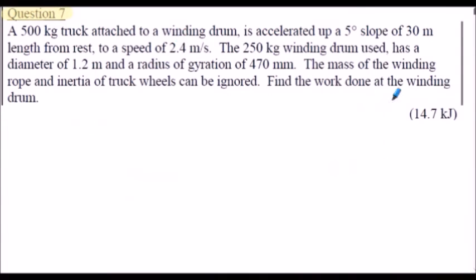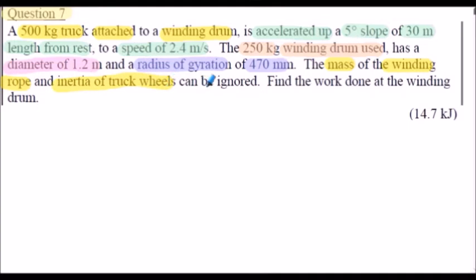Question 7. A 500 kilogram truck is attached to a winding drum and is accelerated up a 5-degree slope of 30 meters length from rest to a speed of 2.4 meters per second. The 250 kilogram winding drum used has a diameter of 1.2 meters and a radius of gyration of 470 millimeters. The mass of the winding rope and inertia of the truck wheels can be ignored.